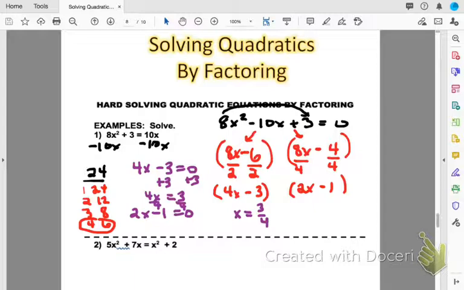On the second one, I'm going to add the 1 to do the zero property. So that's going to give me 2x is equal to 1 when I move it across. And I divide by 2, and that's going to give me x is equal to 1/2. Again, I got two factors, two solutions, even though they look kind of funky. Those are my final answers, 3/4 and 1/2. All right, let's look at another one.